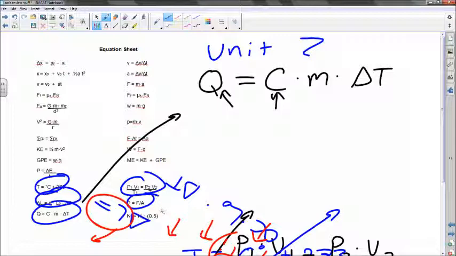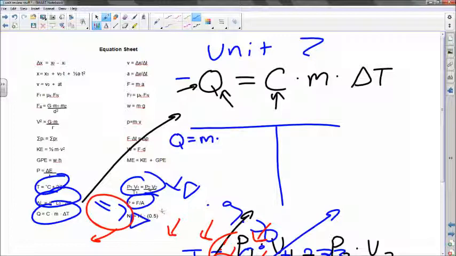Now, if this thing is increasing in temperature, Q here should be positive, because the energy input is going to be positive. If the thing is decreasing in temperature, that means energy or heat is flowing out of the object, and Q here should be negative. We generally see this in conjunction with thermal equilibrium problems, where you have two different substances and you set it up as Q equals M times C times TF minus TI.